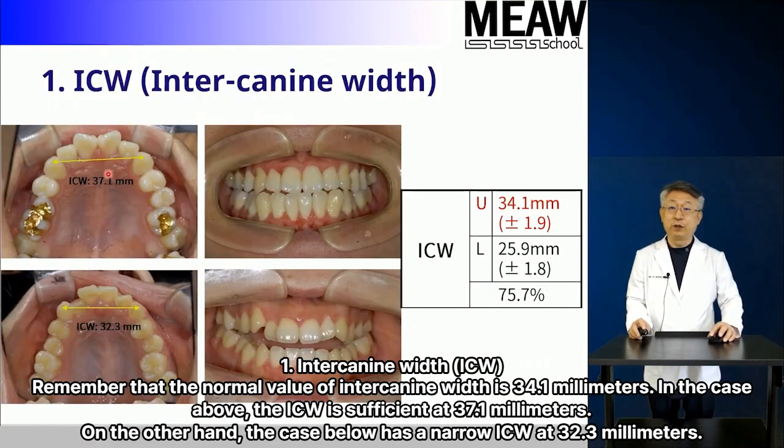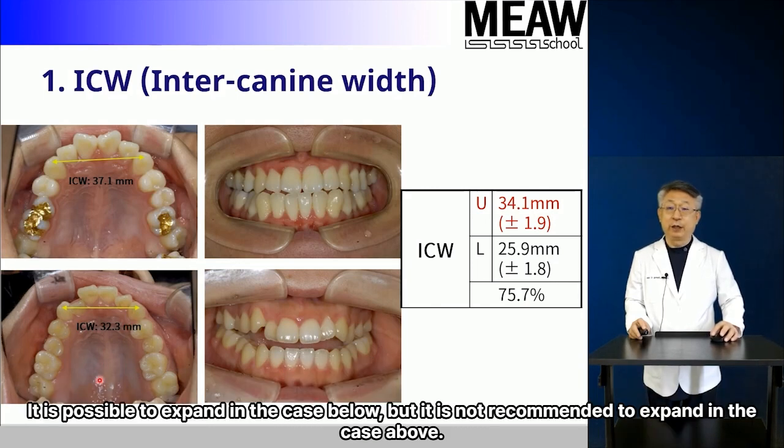1. Intercanine width. ICW, remember that the normal value of intercanine width is 34.1 millimeters. In the case above, the ICW is sufficient at 37.1 millimeters. On the other hand, the case below has a narrow ICW at 32.3 millimeters. It is possible to expand in the case below, but it is not recommended to expand in the case above.